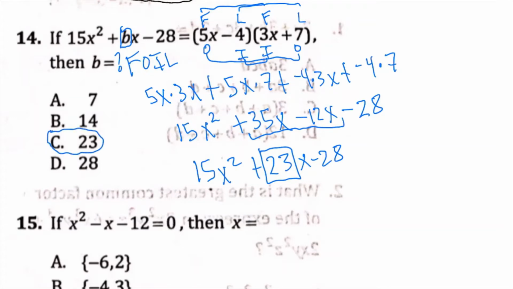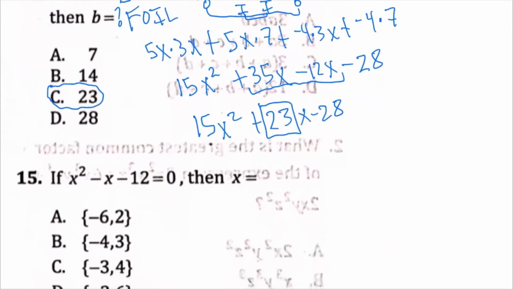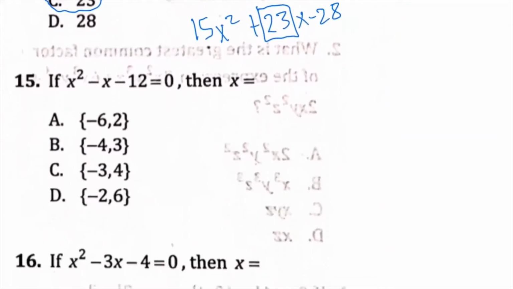All right, moving on. So if x squared minus x minus 12 equals 0, then x equals what? What does x equal? That's what we're trying to find out. And here we're just going to factor, right? We're just going to factor. So let me rewrite this.